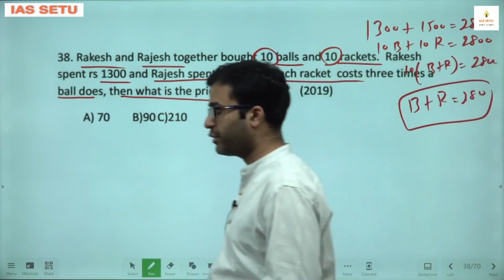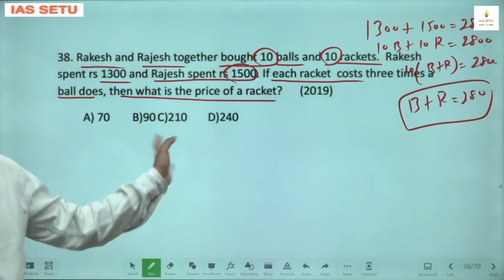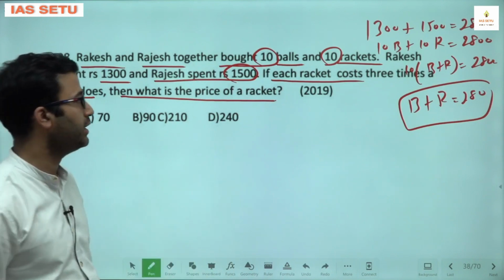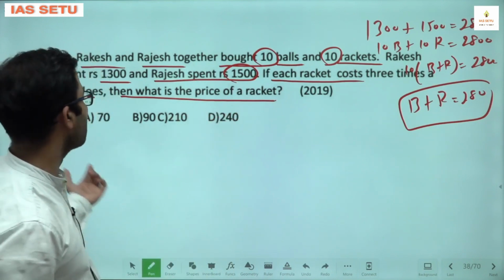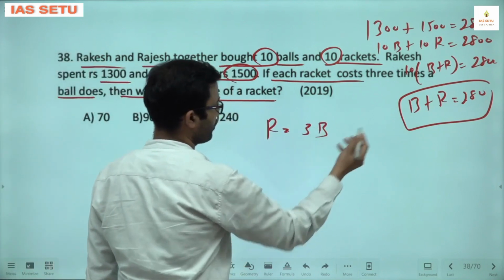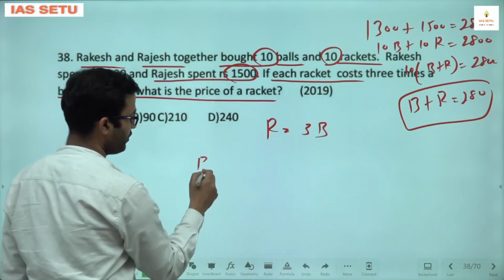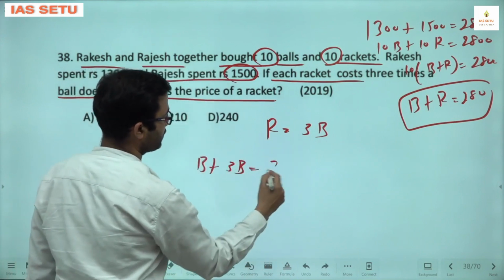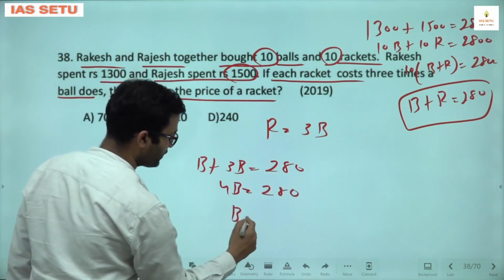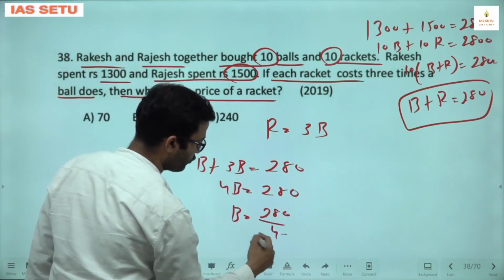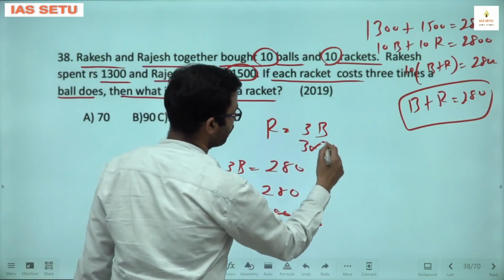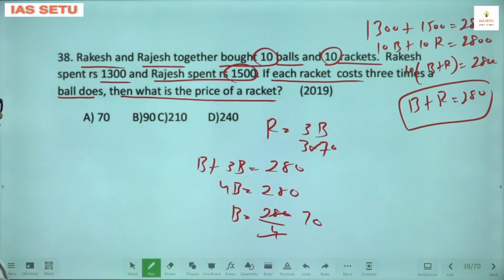10 balls, 10 rackets cost 2800. Take 10 to the other side. So 1 set of ball and racket costs 280. Each racket costs thrice a ball. So we replace racket by 3 ball. 1 ball plus 3 ball is equal to 280. 4 ball is equal to 280. So the price of a ball is 280 divided by 4, 70. And what is the price of the racket? 3 into 70, 210.